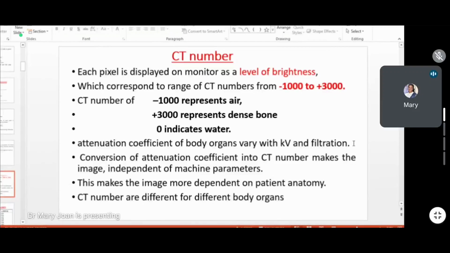Conversion of the attenuation coefficient into CT number makes the image independent of machine parameters. This makes the image more dependent on patient anatomy. CT numbers are different for different body organs. I hope you understood all these things.